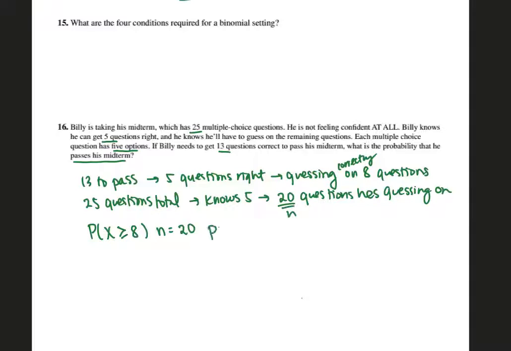Okay, for p, the probability that he guesses correct has to do with the fact that there's 5 options here. So that means he has a 1 in 5 chance of guessing right if he's just guessing right out of the blue, which is also 0.2. So K in this case, since we know that he needs to get 8 out of the 20 questions right in order to pass the exam, we're going to use K is equal to 8.